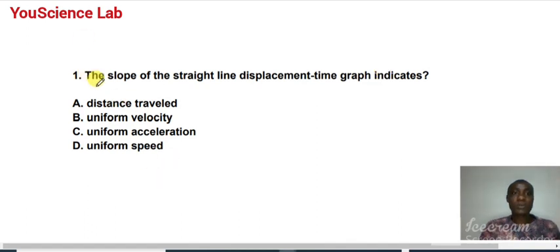For question number 1, the question goes: the slope of the straight line displacement time graph indicates. Now, before I give you the answer to this, I want you to look at it. Here we have a displacement time graph. So you are plotting displacement against time. What that simply means is that you are plotting displacement on the vertical axis and time on the horizontal axis.